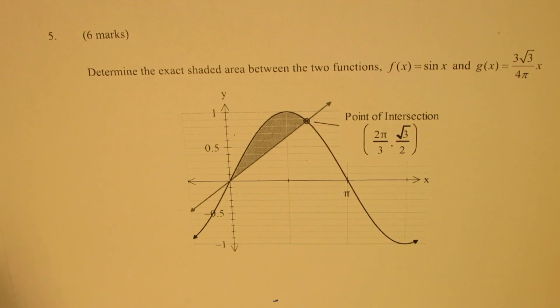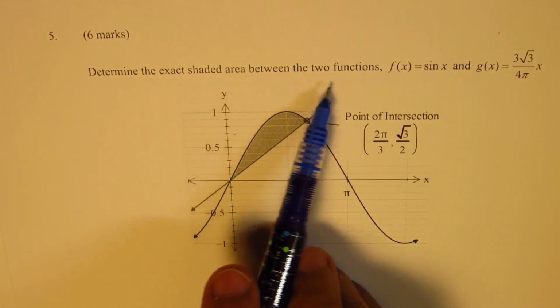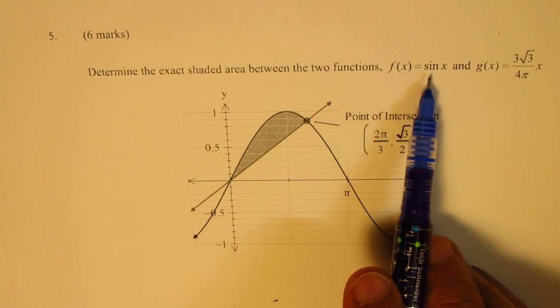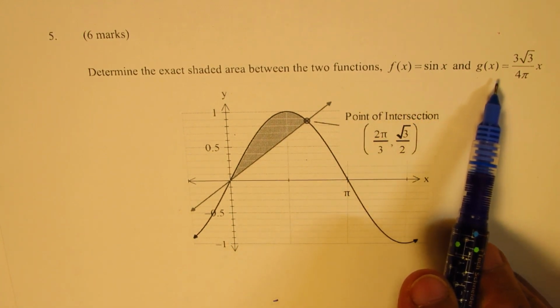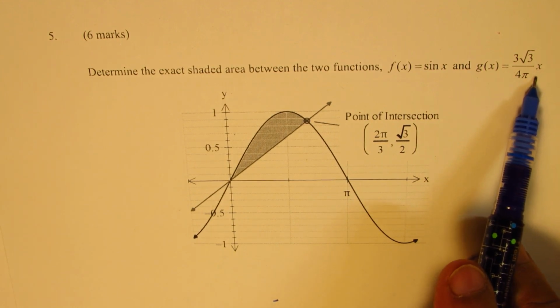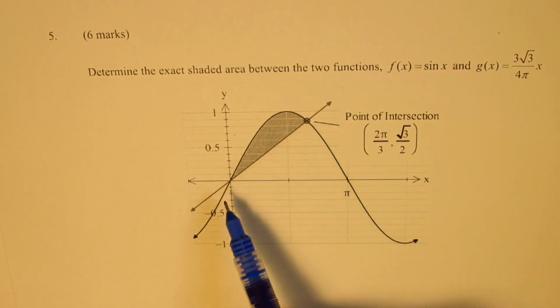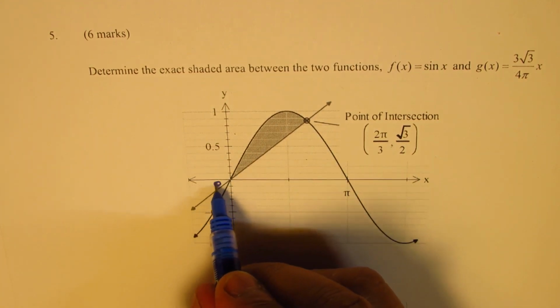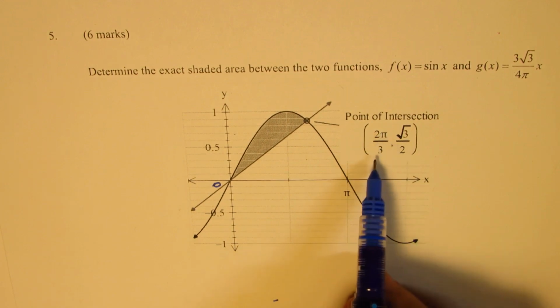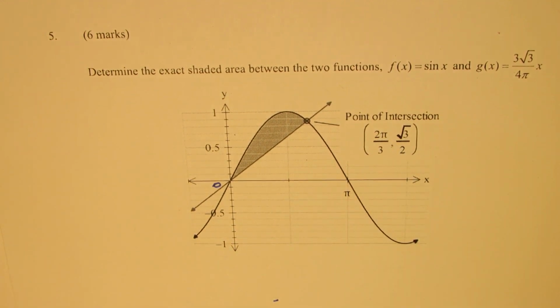Question number 5 here is, determine the exact shaded area between the two functions f of x equals sine x and g of x equals 3 root 3 over 4 pi times x. We are given the points of intersection, so we don't really have to work out these points. One of them is 0, the other point is 2 pi by 3 with a y value of root 3 over 2. I'd like you to pause the video, answer the question, and then look into my suggestions.